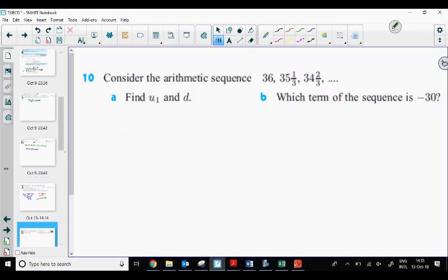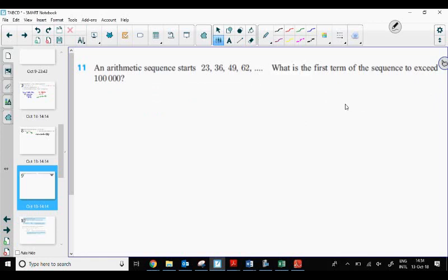Part A here is really, really easy. Find u sub 1 and the common difference. u sub 1 is 36. It's the first term listed, and the common difference, this looks like they're going down by 2/3. If I then wanted to find out which term of the sequence is negative 30, I'm just going to solve negative 30 is equal to 36 plus (n minus 1) times negative 2/3. Solve for n.